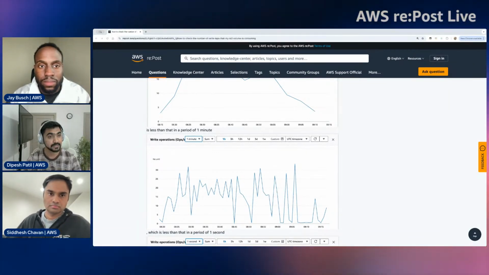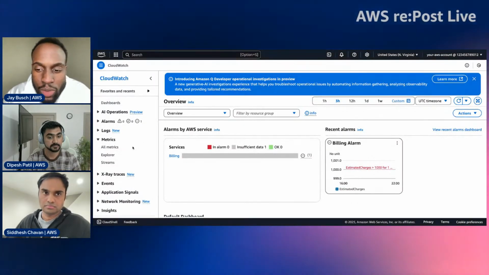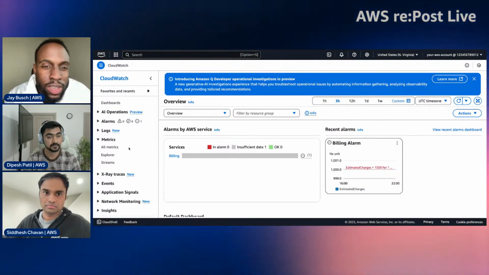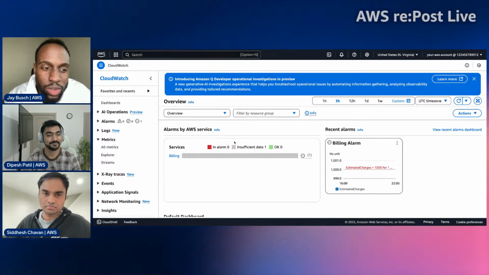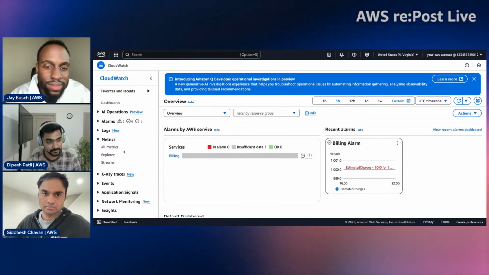Are you guys able to see my screen? I see what looks like a very sexy AWS console. Yes, if that's what you mean. Yeah, that's the AWS CloudWatch console that you're seeing.